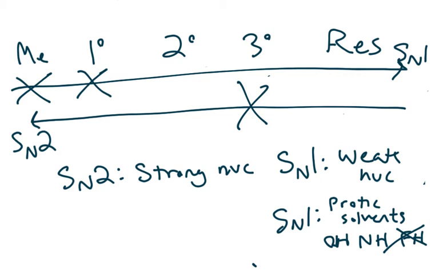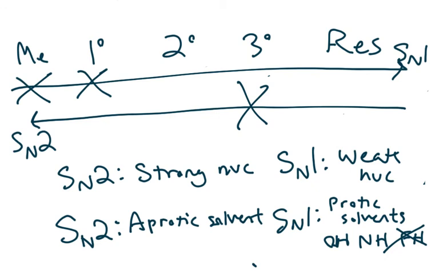Okay, for SN2, then we use what we call aprotic solvents. And there are some common ones you might want to know. One of the really common ones that people use in organic chemistry is called acetone. This is the same stuff you use in like nail polish remover, and it's a really simple ketone. It basically looks like this. So it's 3 carbons and the ketone's in the middle.